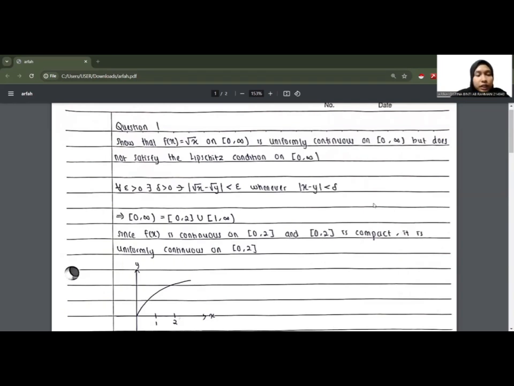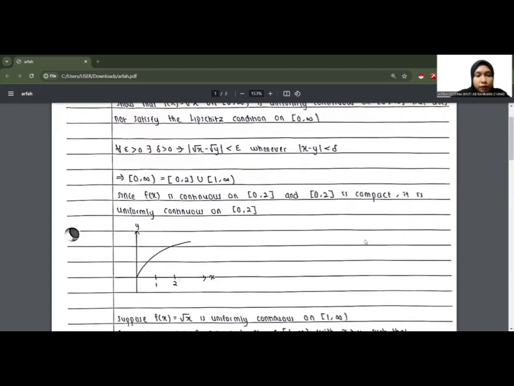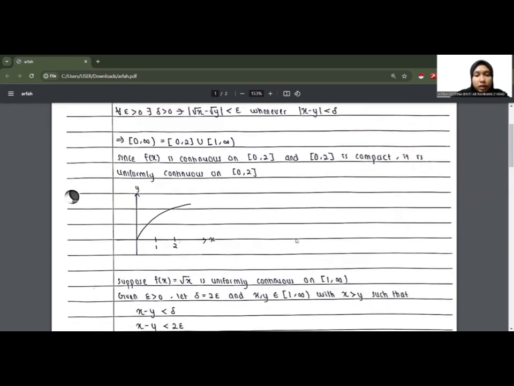So we notice that [0, infinity) is equal to [0, 2] union [1, infinity). Since we know that the function is continuous on [0, 2] and [0, 2] is compact, it is uniformly continuous on [0, 2]. Next, we want to prove that the function is uniformly continuous on [1, infinity).